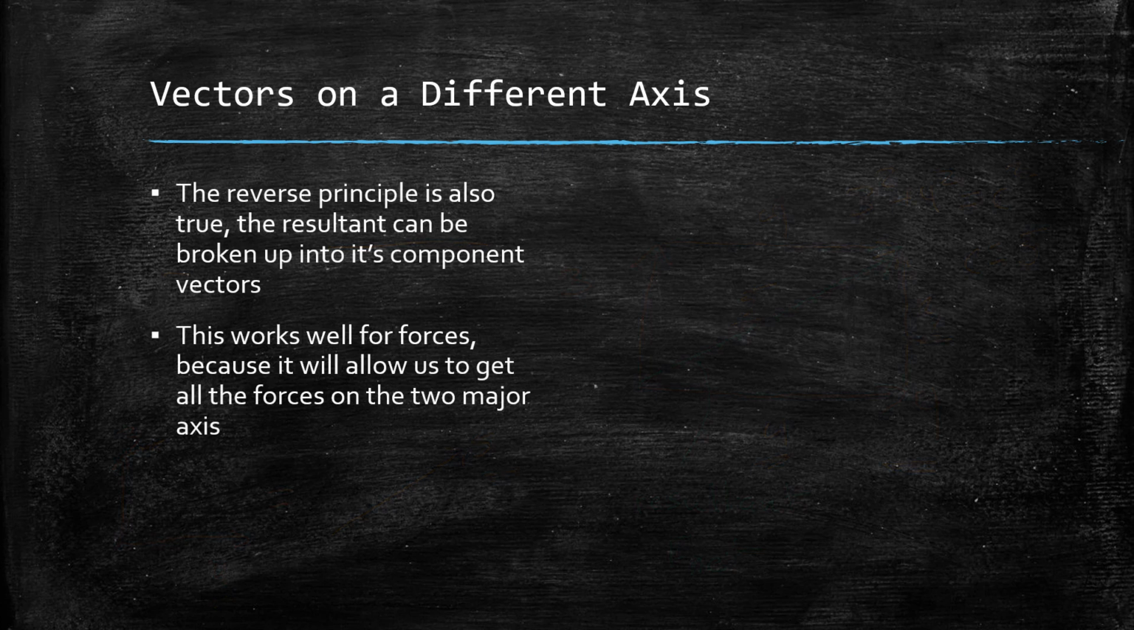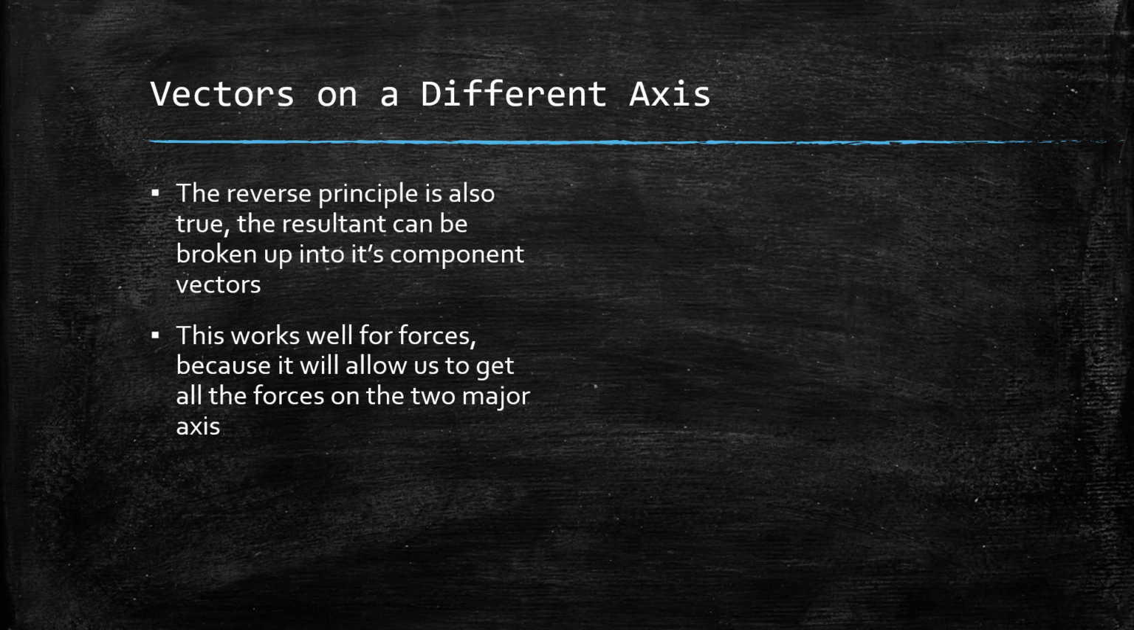Since that set of vectors are equal to each other, we can also take advantage of the reverse principle. We can take the resultant vector and break it up into its two components. How this is going to help us is if we have things all over the place, we want to bring it all down to the two major axes, the x and y axis.